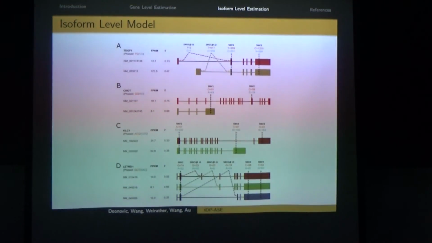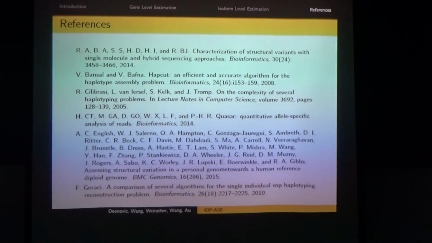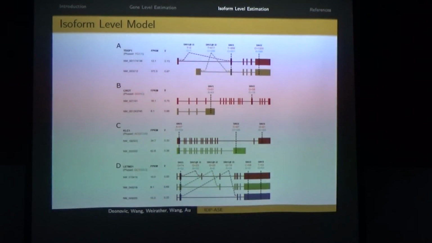And so again, to reiterate, we have developed a method, IDP-ASE, which is a novel method that is able to phase haplotypes, that is able to quantify gene level and gene isoform level ASE using only RNA sequencing data.